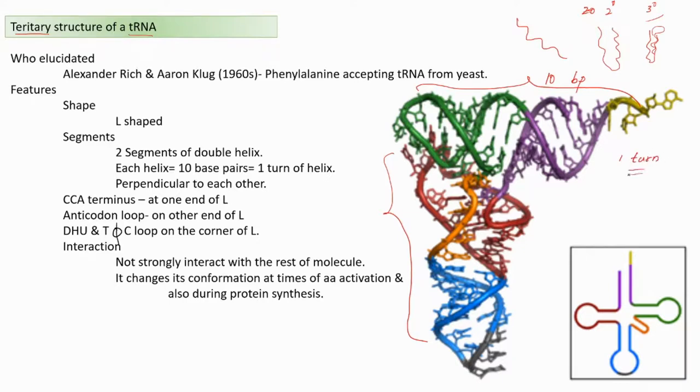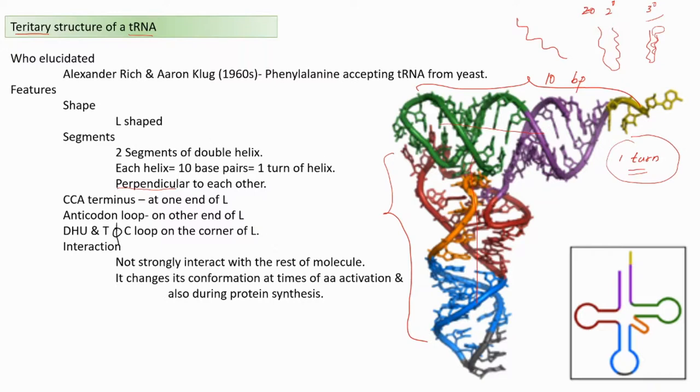In the last class, I already explained what is one turn. It starts from one major groove to the next major groove, or from one minor groove to the second minor groove. So this is one turn, and here in this segment also we can see it starts from one major groove to the next major groove. So these two segments represent one turn each. And also these two segments are perpendicular. One is lying in this way and the other is in this way.